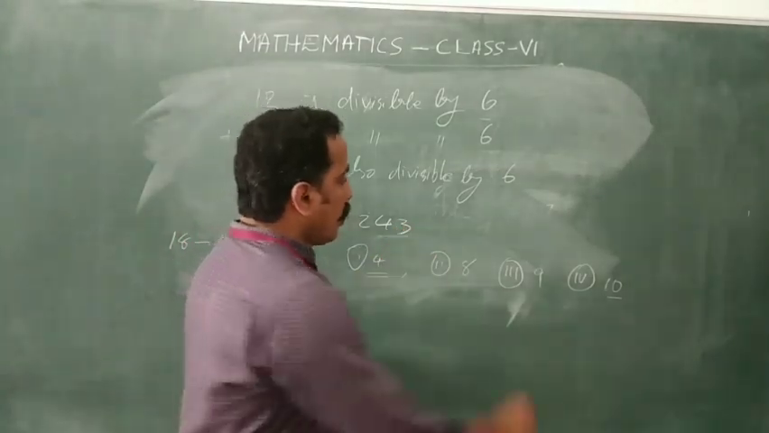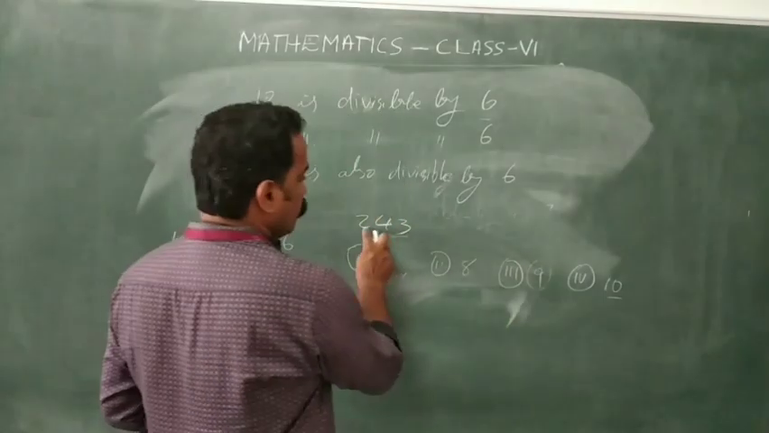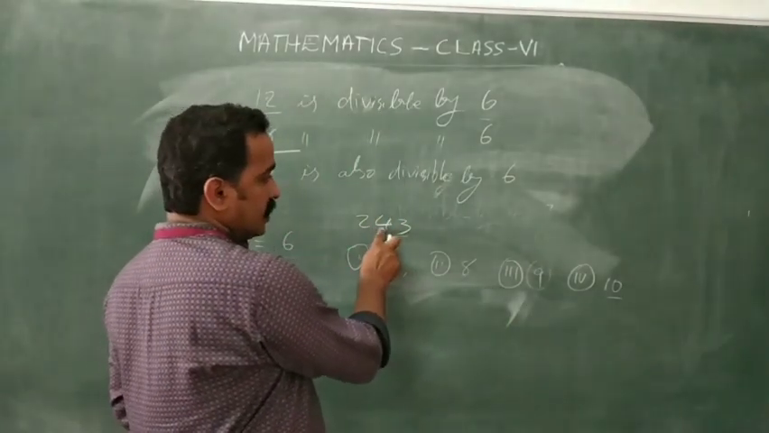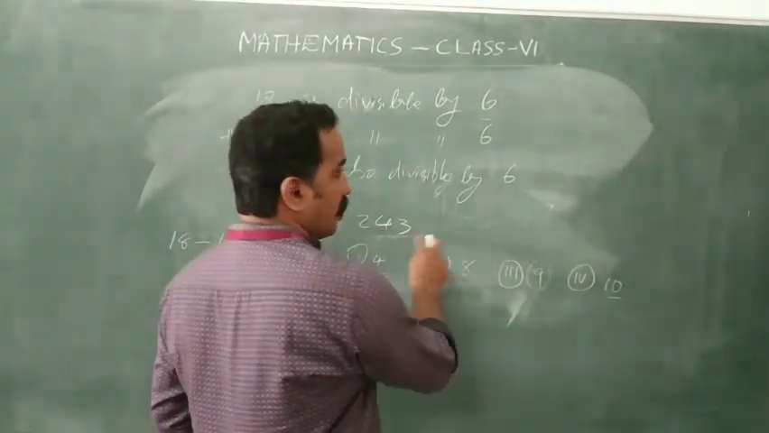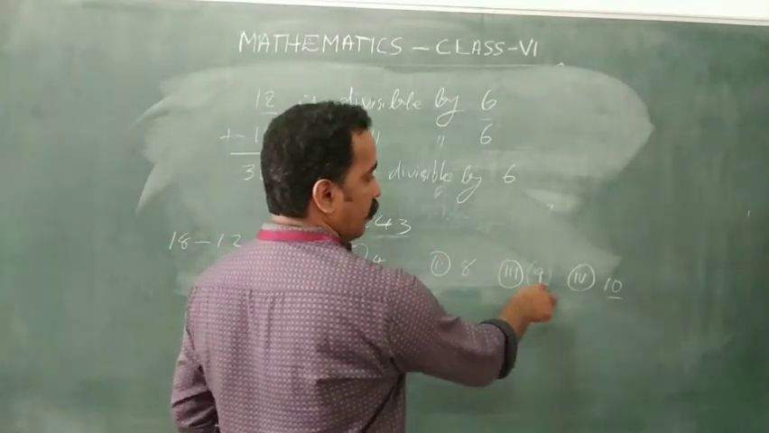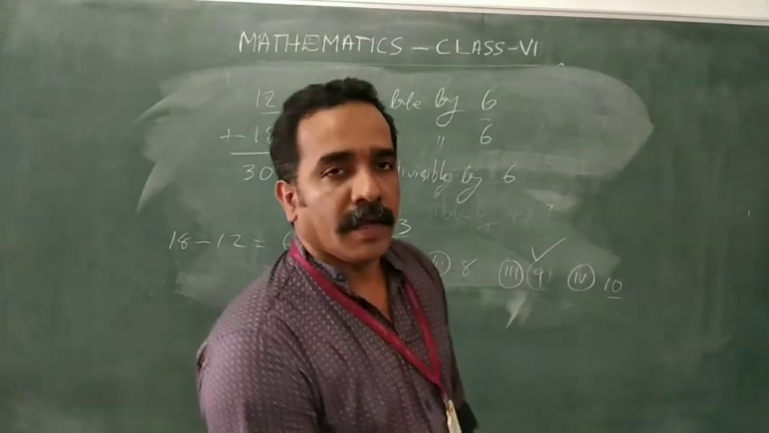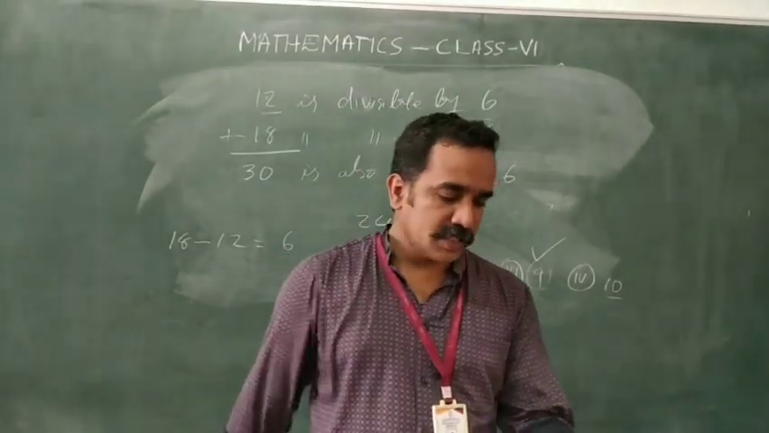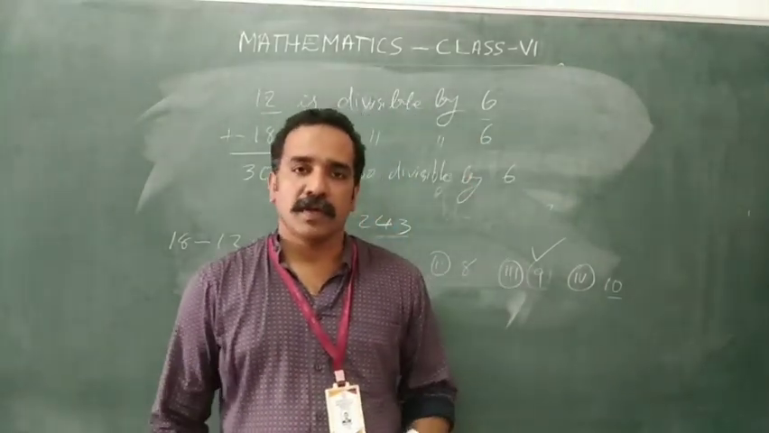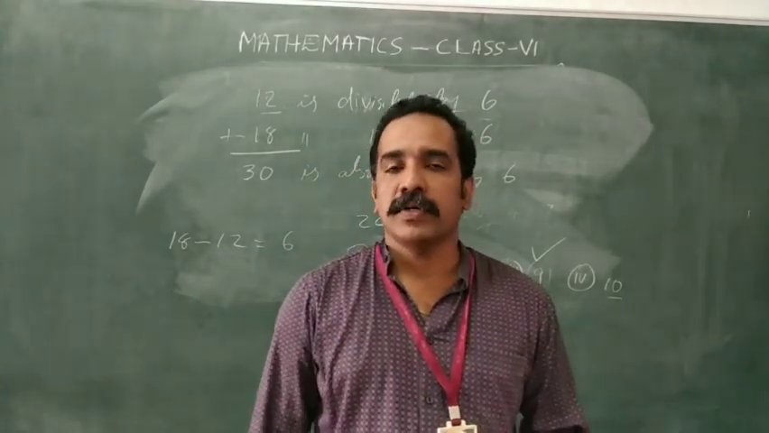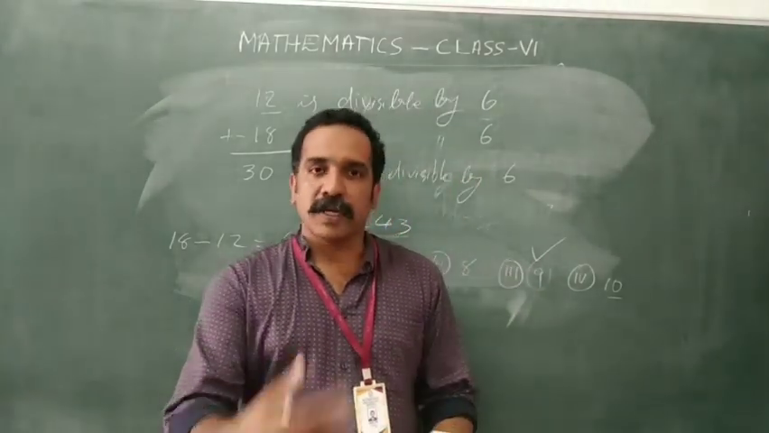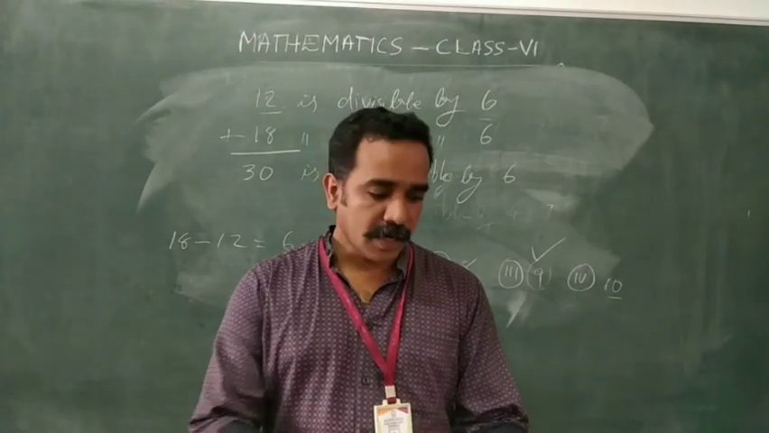And for 9, we have to check: 2 plus 4 is 6, 6 plus 3 is 9. The total is 9, and 9 is a multiple of 9, so it is divisible by only 9. Like that, the remaining questions are all somewhat the same. You check, and if any doubt, you call me, you try yourself. Okay, complete that exercise.